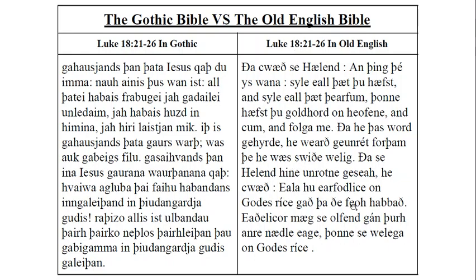We can also see generally that the word order in the Old English is more predictable than the Gothic is. What else do we have? A very interesting difference in syntax is that the Old English uses the definite article se before Hælend, which is the word for Jesus, and notice also they use a title, Hælend, for Jesus rather than Jesus' name itself.